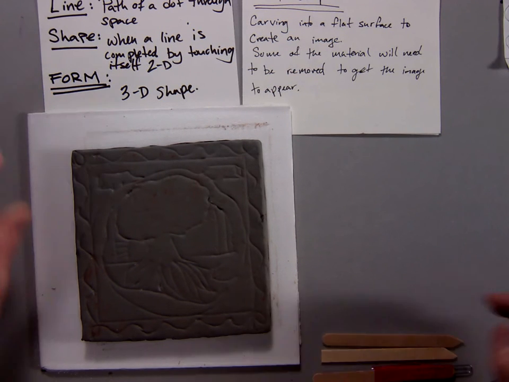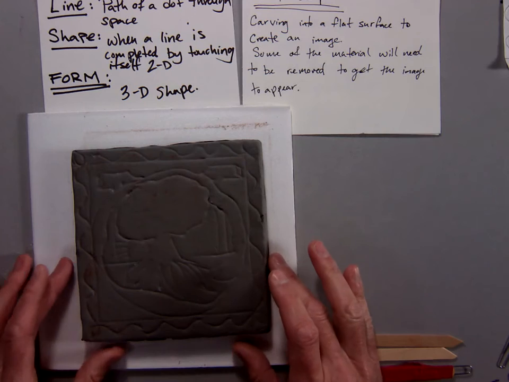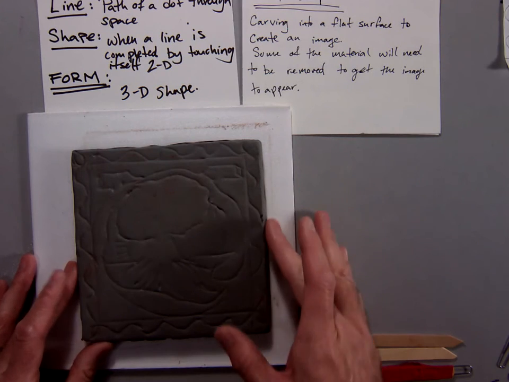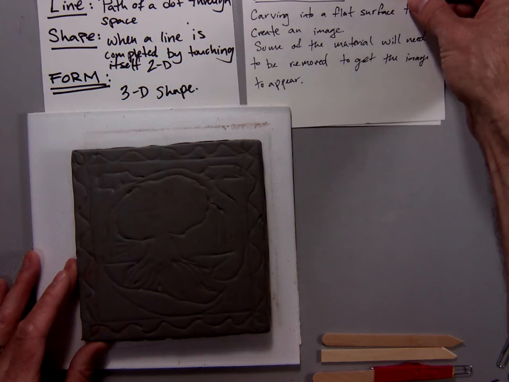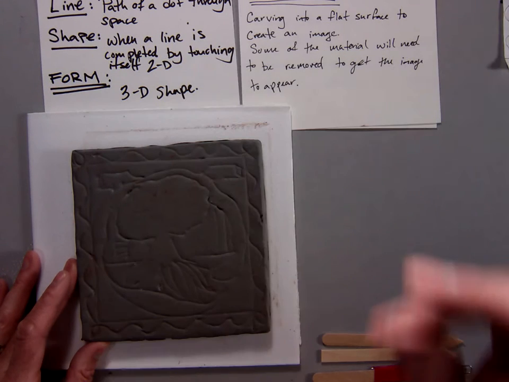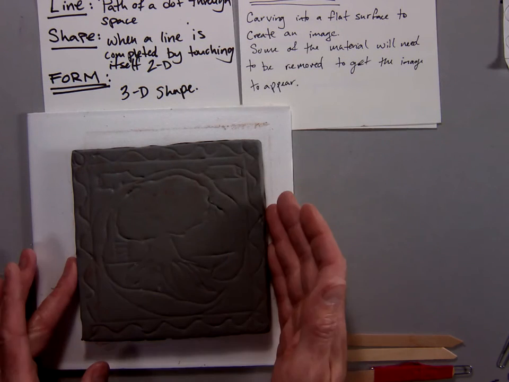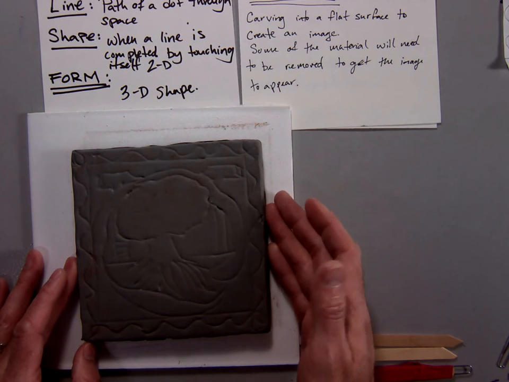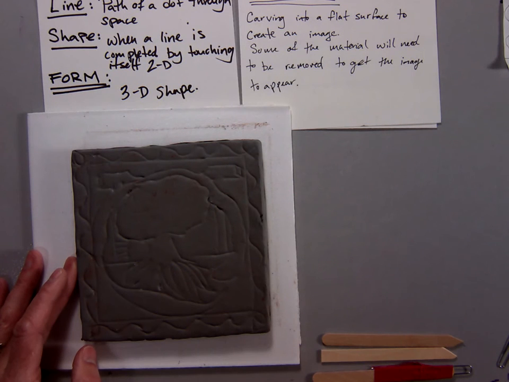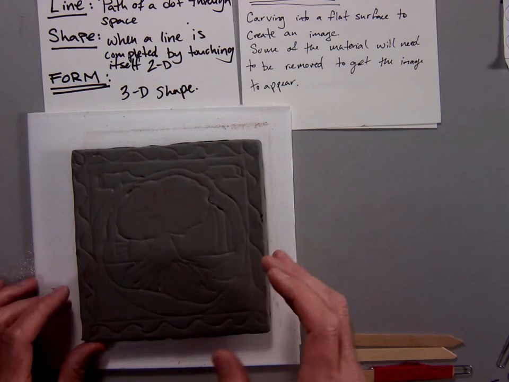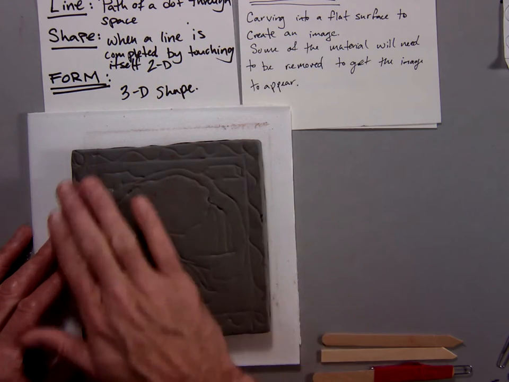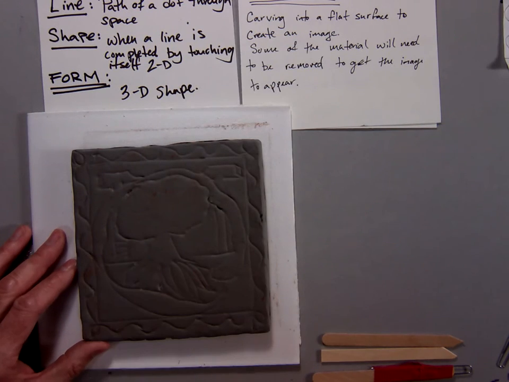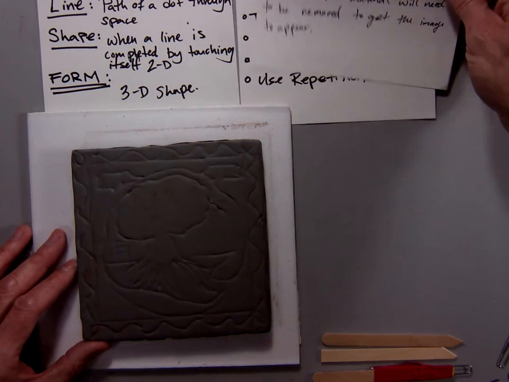So form is when you make three-dimensional shapes. This already is a form as it's a three-dimensional object. But we're going to be doing relief carving or relief sculpture. Relief sculpture is when you take a flat surface like this one, like a tile or stone or something, and you start to remove material from the image in order to make the image appear. So I've already got this image here and I'm going to start removing the material around it.